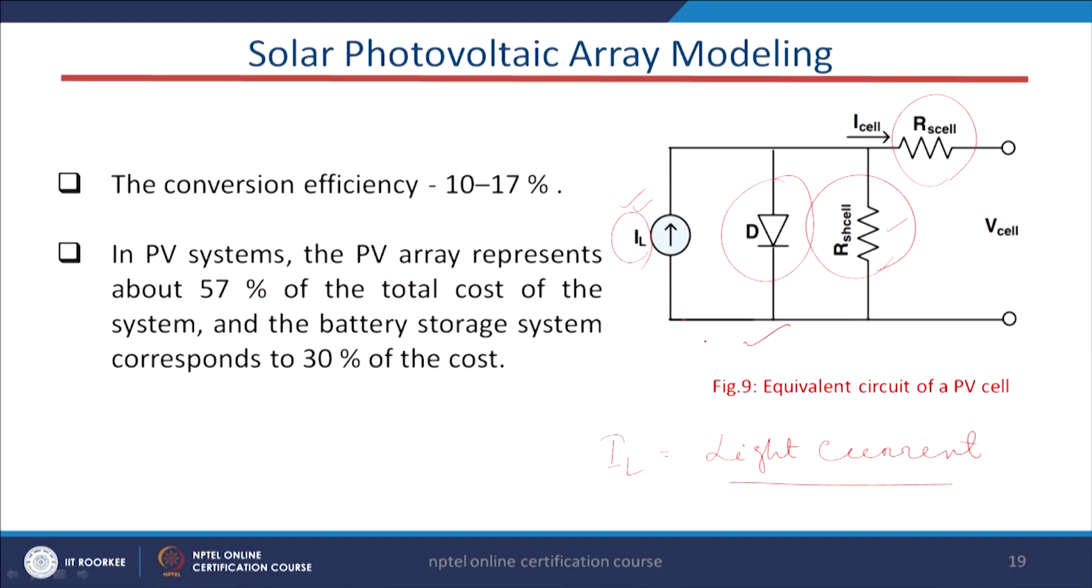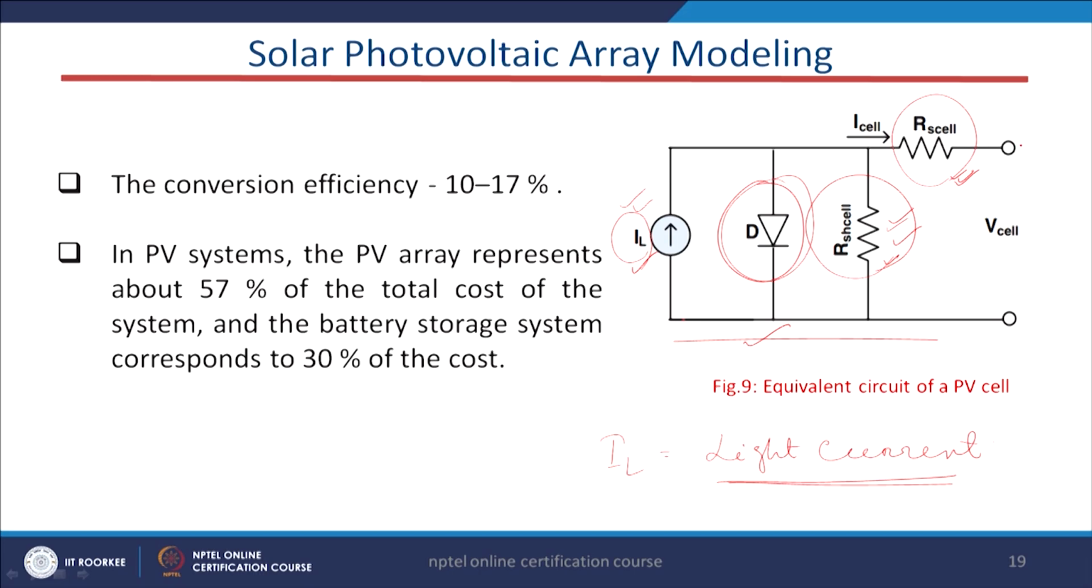In this lecture, we will start from the solar photovoltaic array modeling. If you see this figure here, this is the mathematical modeling of a single cell. This IL stands for the light current, as we have discussed in the previous class, and this is the diode, and this is the shunt resistance, and this is the series resistance. I want to discuss here what is the justification, what is the physical significance of these two resistances: one is the shunt resistance and the second one is the series resistance.